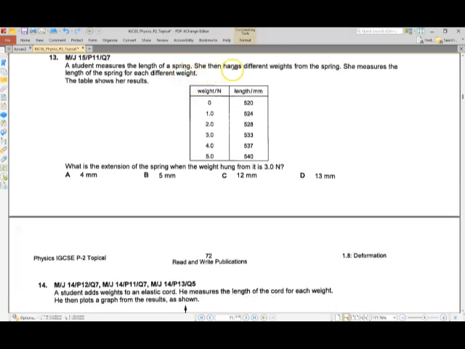A student measures the length of the spring. She then hangs different weights from the spring. She measures the length of the spring for different weights. The table shows her result. What is the extension of the spring when the weight hung from it is 3 newtons? Okay. Now we already know that the natural length of the spring is 520 millimeters, and the length of the spring when a weight of 3 newtons is applied is 533 millimeters. So our extension is the final length minus the natural or the initial length.